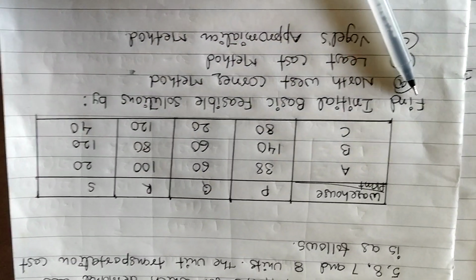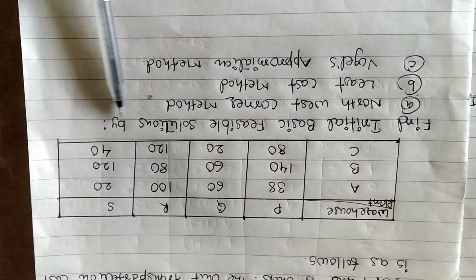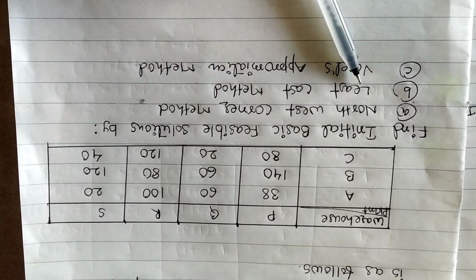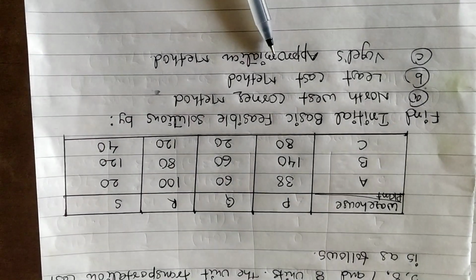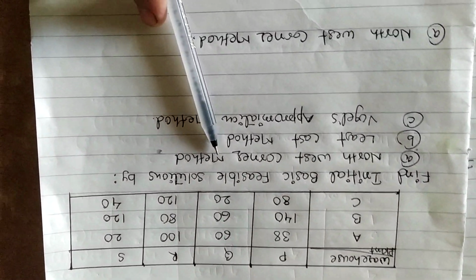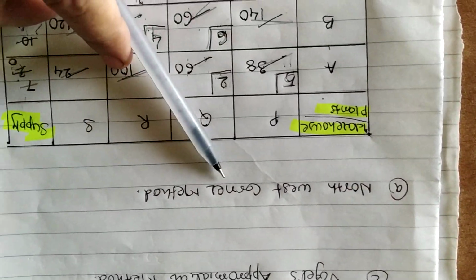You have to find the initial basic feasible solution by first the northwest corner method, second the least cost method, and third Vogel's approximation method. Now first of all, solve the northwest corner method.